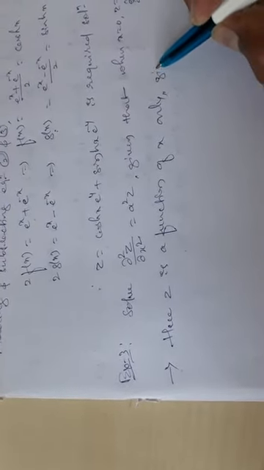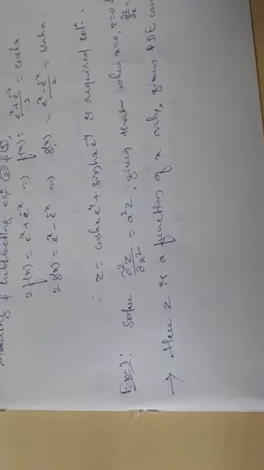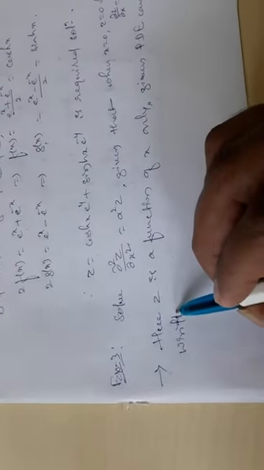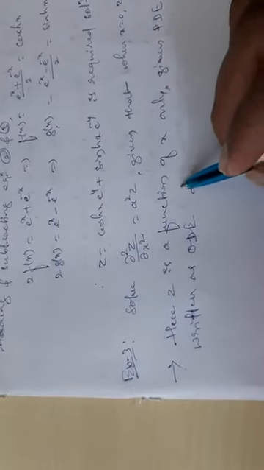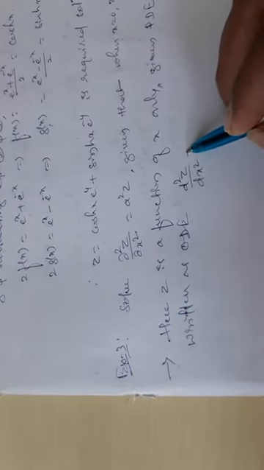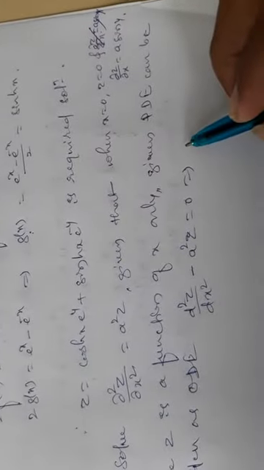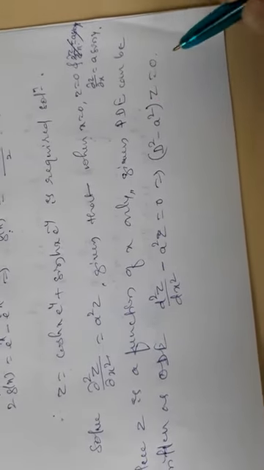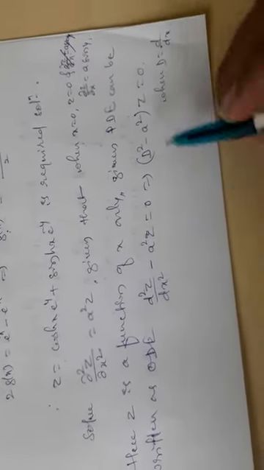Therefore, the given PDE can be written as an ODE, that is d²z by dx² transferring the a² term to LHS, minus a² z equal to 0, which implies (D² minus a²) z equal to 0, where D is a differential operator, that is d by dx.